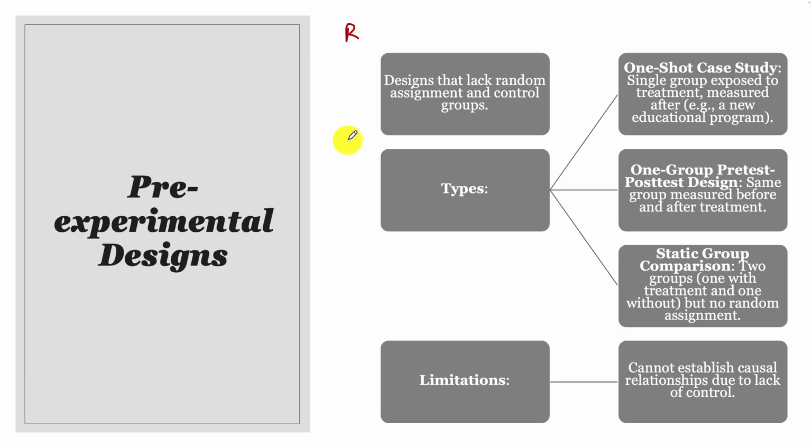Right? And we will not see a control group. But there's three types of these. There is a one-shot case study, which we'll talk about. There's a one-group pre-test, post-test design. Okay, so what would that look like?